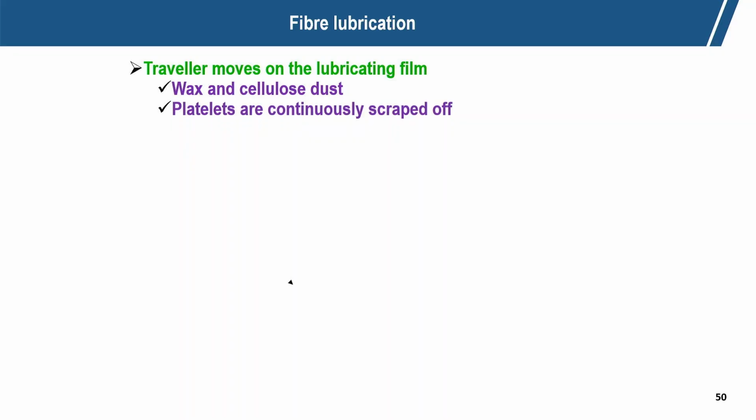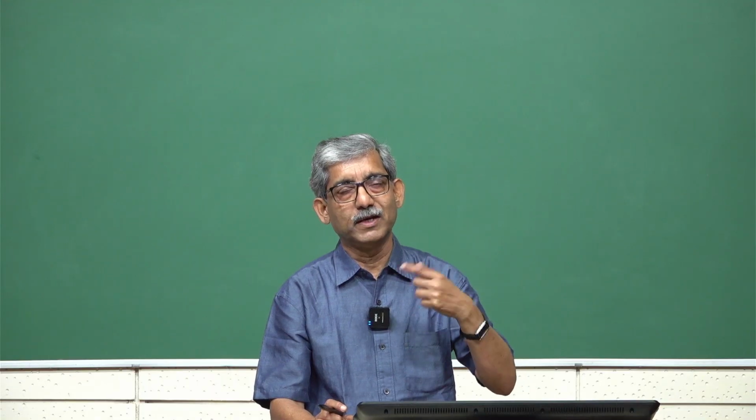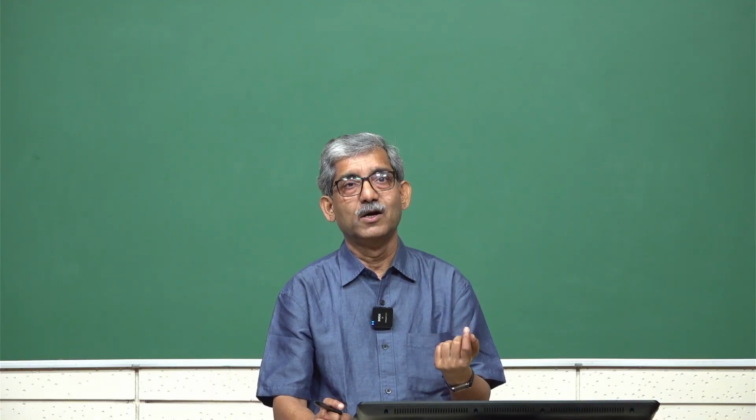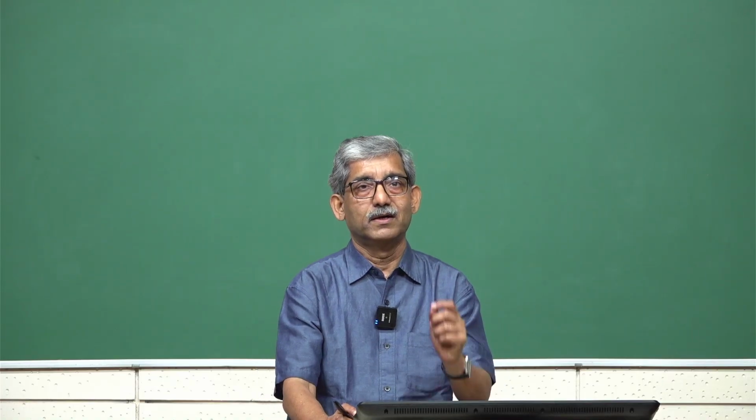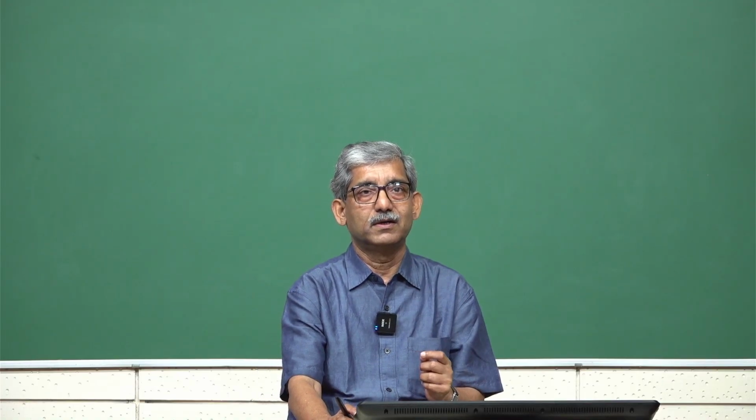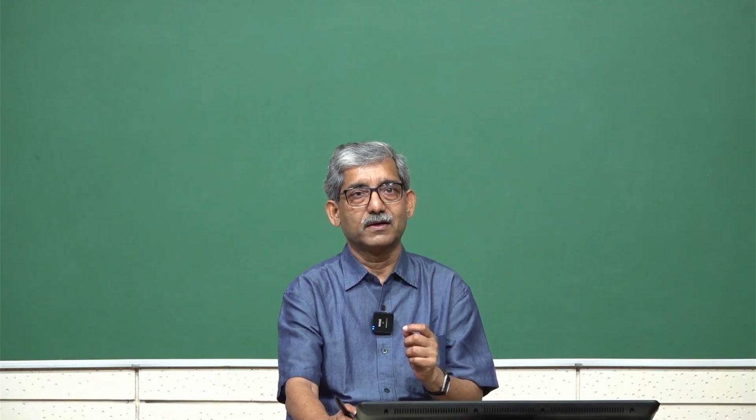Platelets are continuously scraped off from the fiber, and they come onto the surface of the ring. The lubricating film is dependent on the yarn fineness. If the yarn becomes very fine, lubricating film generation will be less. So, for finer yarn we cannot run at high speed, otherwise there will be damage of the ring and traveler.